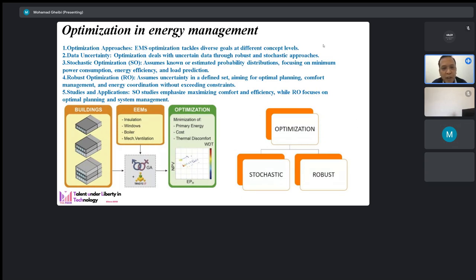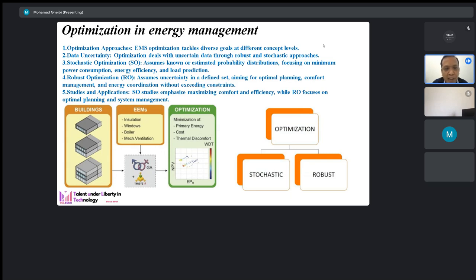For example, the optimizing approach: an energy management system optimizes a plot of various approaches to address different objectives across different conceptual levels within the system. For data uncertainty, optimization in energy management confronts the challenge of dealing with uncertainty, employing robust and stochastic optimization techniques.